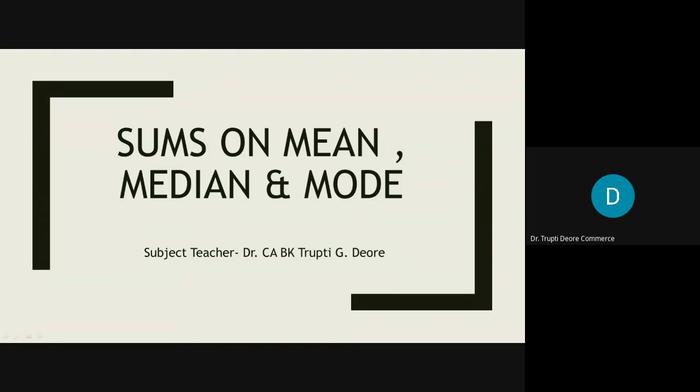Okay, computation with the help of individual observations. For individual, what is mode? We just find out the maximum repetition. The observation having a maximum repetition will be the mode of the particular data. And if it is a frequency, then the observation having a maximum frequency is the mode of that particular data.